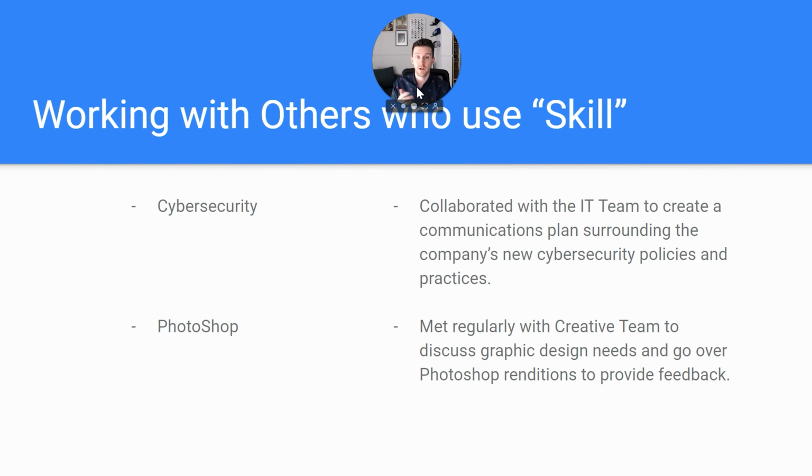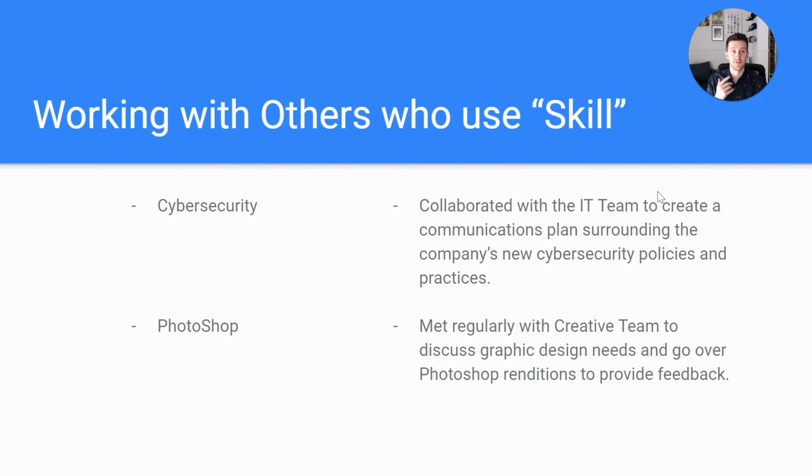So number 1, we are going to mention working with others who have these skills. This will allow us to use those keywords in our resume while being honest and also showing some working knowledge of the subject matter related to the skill. So here's a couple examples of what that looks like.